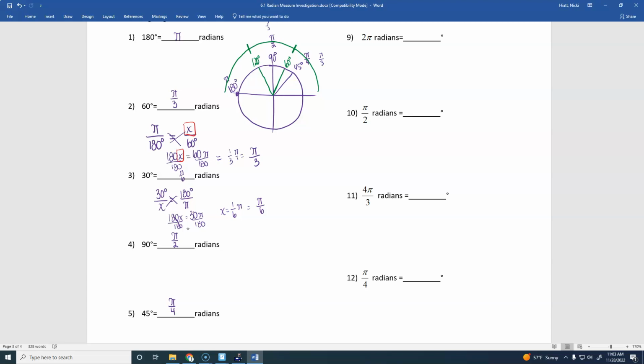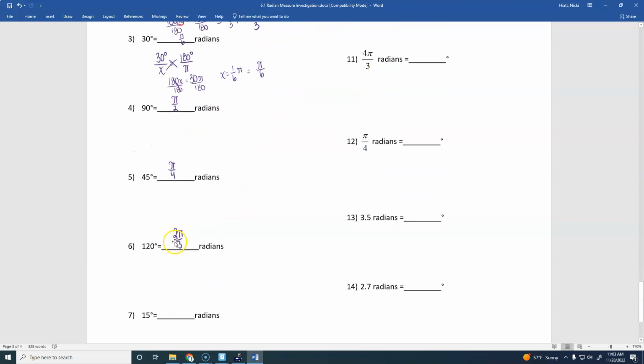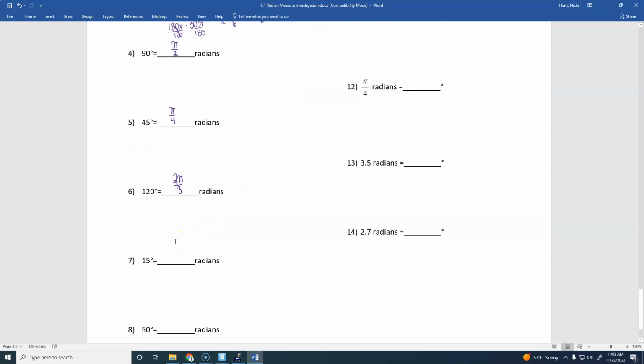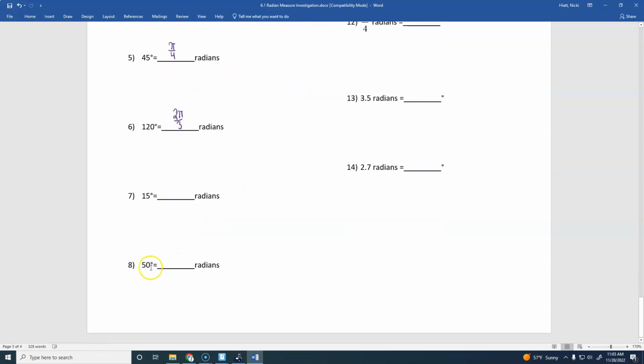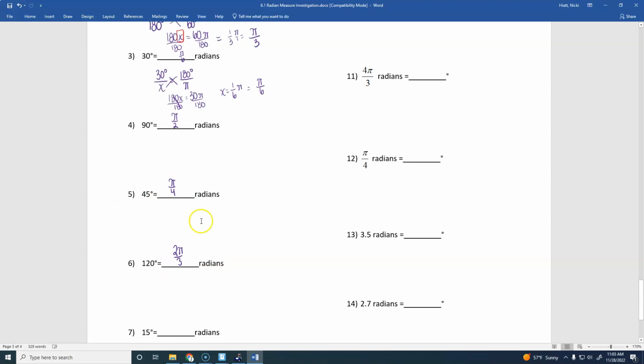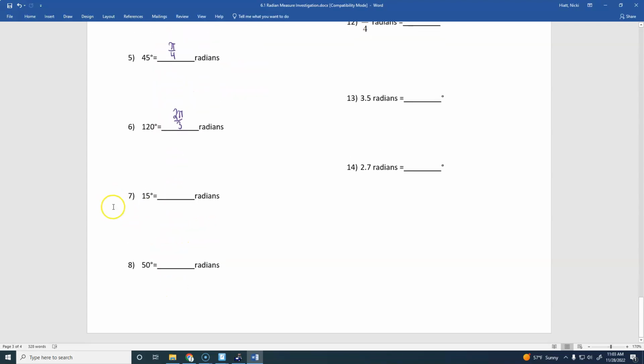Now, you don't have to use that proportion method necessarily, but there are going to be times where you're going to have to for ones like number 7 and 8. Because you could reason through these, but it's going to become much more difficult, particularly with that 50 degrees. And sometimes you might have decimals, like 51.8 degrees.